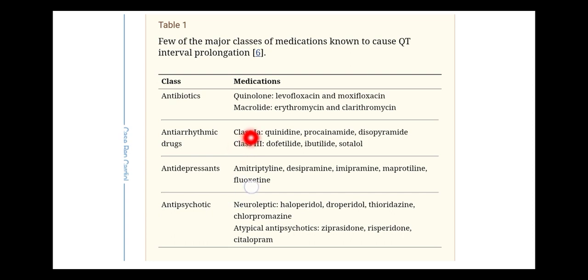Antiarrhythmic drugs: class 1A quinidine, procainamide, class 3 dofetilide. Antidepressants: amitriptyline, desipramine, imipramine, fluoxetine. Antipsychotics: neuroleptics, haloperidol, atypical antipsychotics, ziprasidone, risperidone, citalopram. Beware of all these drugs that can cause QT interval prolongation.